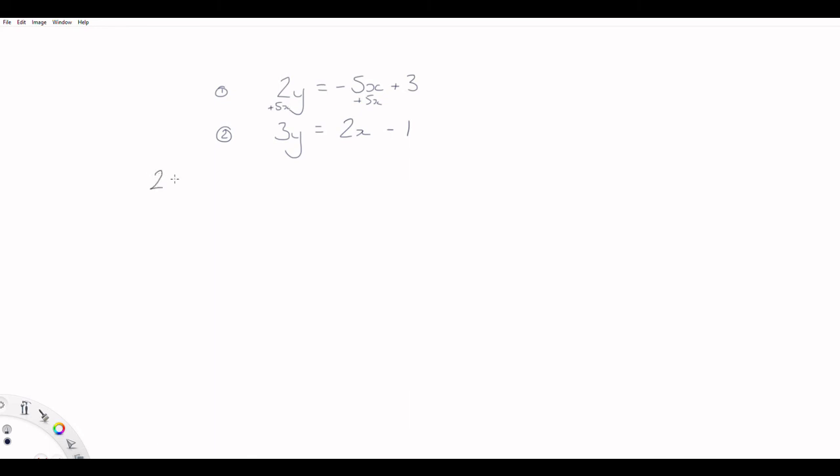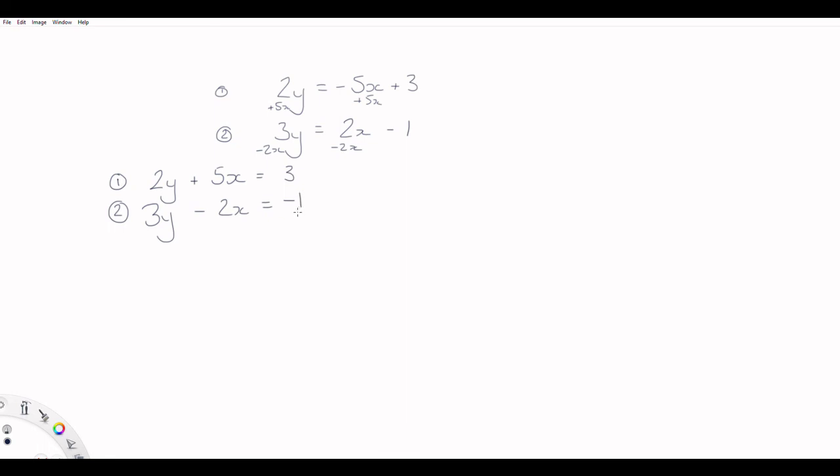And that'll give us 2y plus 5x equals 3. And for equation number 2, we have positive 2x here, so we want a minus 2x, and therefore minus 2x. So that leaves us with 3y minus 2x equals minus 1.